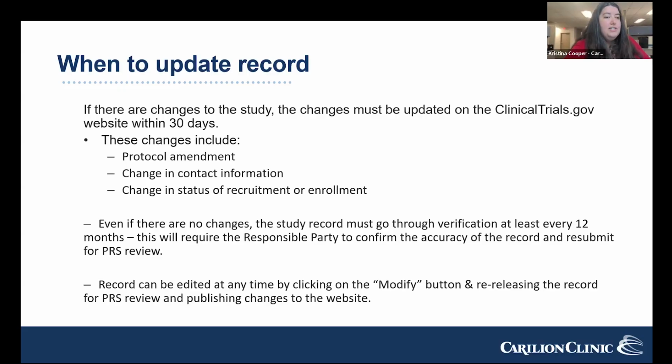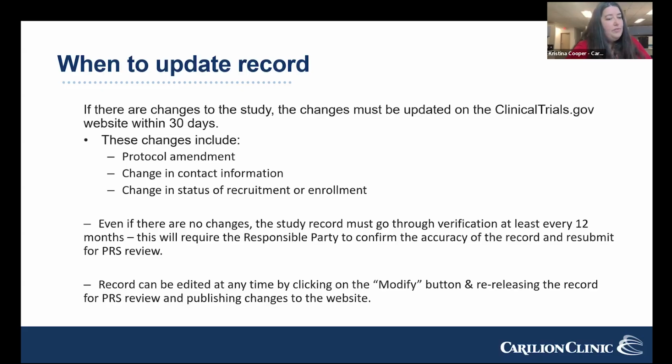Even if there are no changes, similar to an IRB review, it is an annual requirement that you go in and reconfirm, as the responsible party, the accuracy of your record and resubmit for a PRS review. And then your record can be edited at any time. There is a modify button, and it re-releases the record for PRS review. That is the system database.